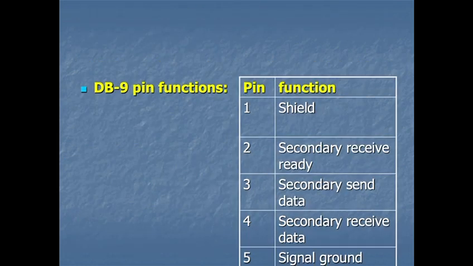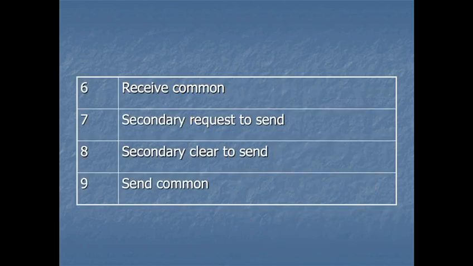DB9 pin functions. Shield. Secondary receive ready. Secondary send data. Secondary receive data. Signal ground. Receive common. Secondary request to send. Secondary clear to send. Send common.